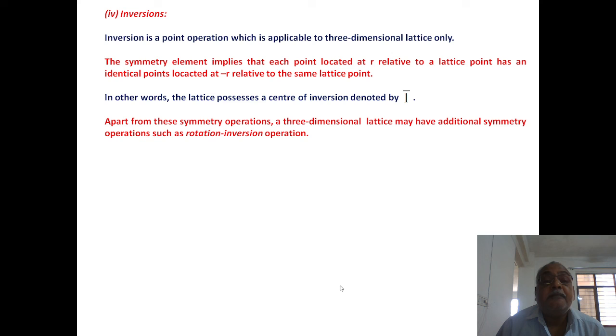Inversion is a point operation which is applicable to three-dimensional lattice only. Symmetry element implies that each point located at R relative to a lattice point has an identical point located at minus R relative to the same lattice point. Inversion तभी होगा ना कि जहां पे है उसके नेगेटिव साइड में भी वो जाए तो रहे. In other words, the lattice possesses a center of inversion denoted by 1 bar.